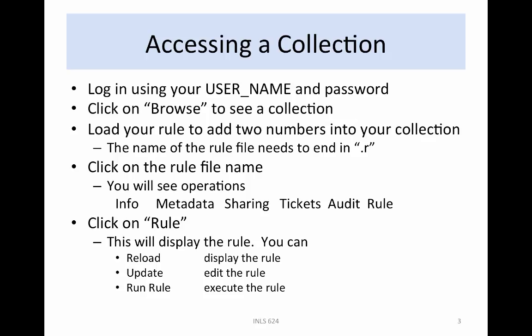Each rule file that is loaded into the data grid should be a text file that ends in the extension .r. When you click on a rule file, the system will display a set of operations that can be performed. The last item in the list is rule. Click on the Rule tab. This will display the rule, display the input parameters, and provide a section for displaying output from running the rule.